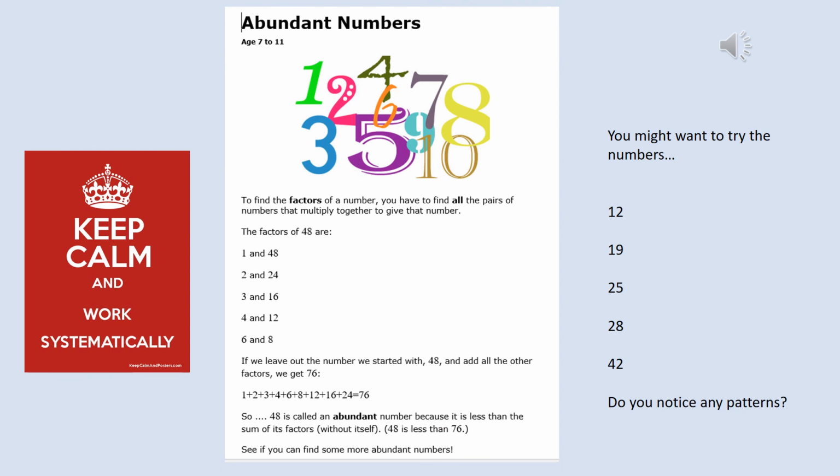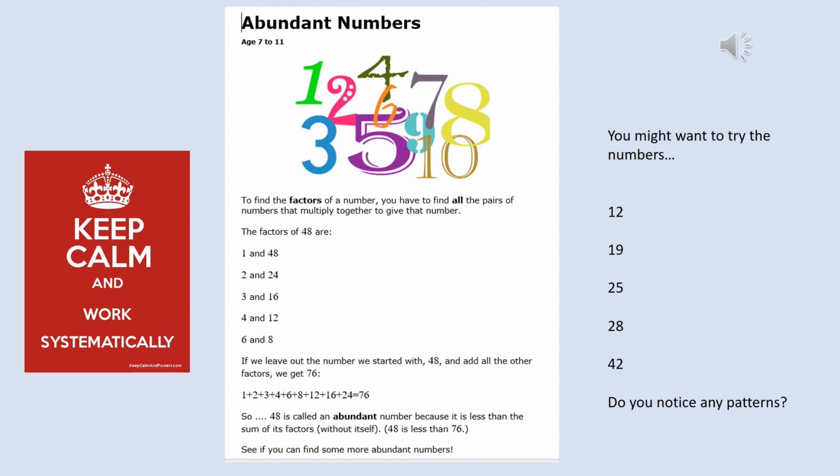Your final challenge for today. I absolutely love this investigation about abundant numbers. So an abundant number is a number that's less than the sum, the total, of its factors. So let me go through this example with you.